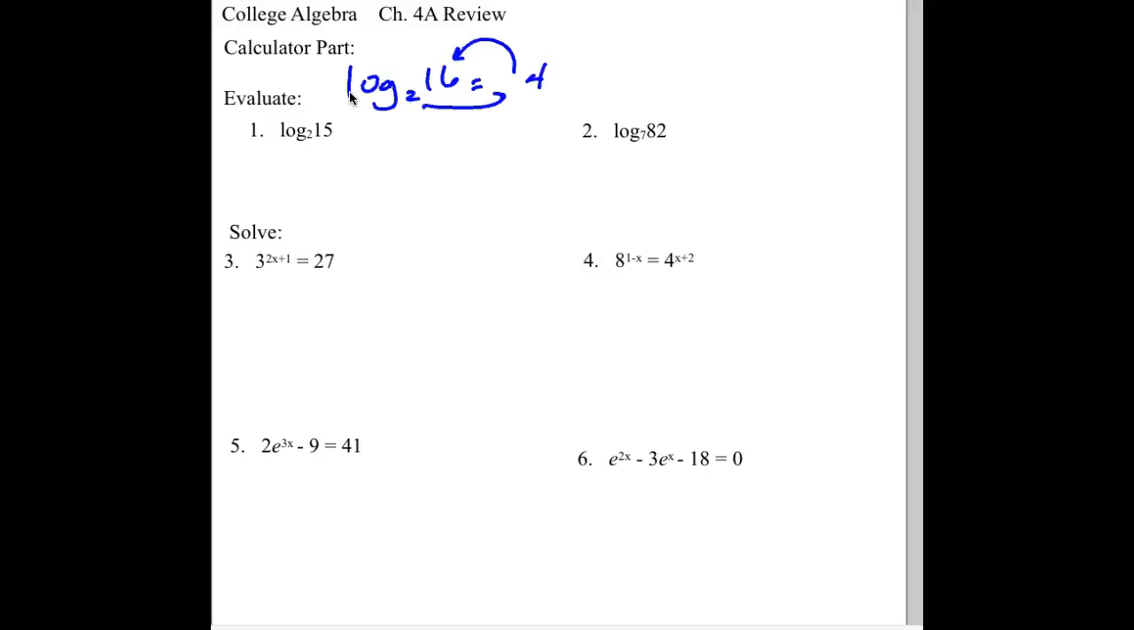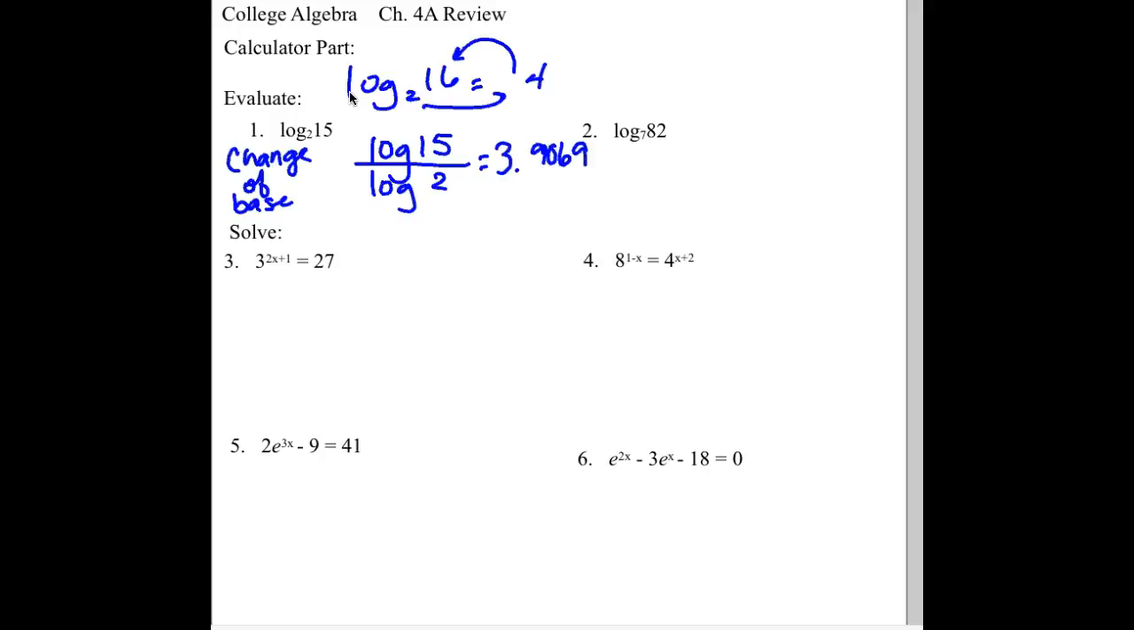2 to the 4th is 16. However, 2 to the power giving us 15 is not going to come out as a nice integer value. So we are going to use the change of base formula, which states that we can take the log of 15 using base 10 and divide by the log of 2 using base 10. Or we could also use base e, which would be natural log. Either one is fine. You have keys on your calculator for both.